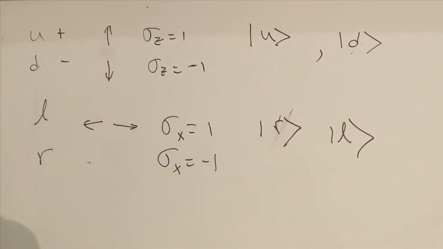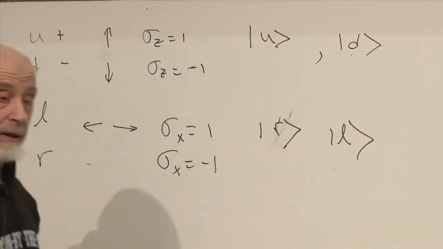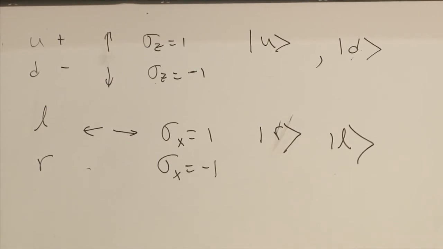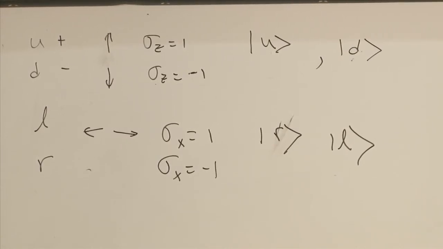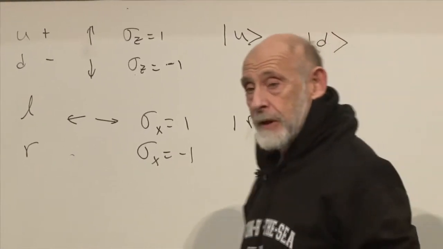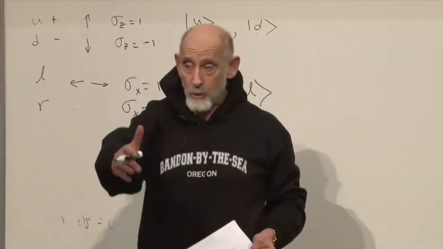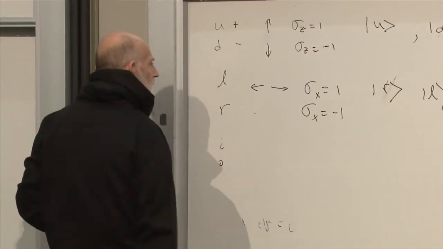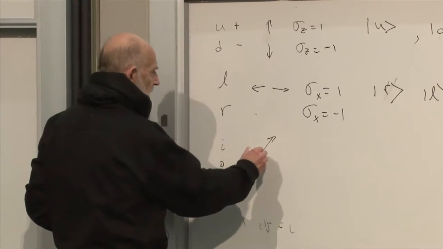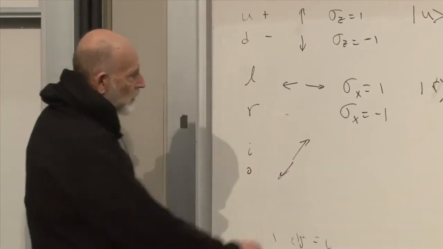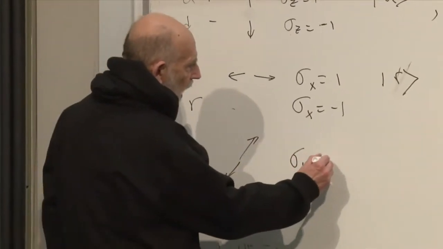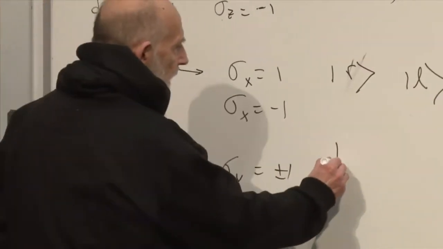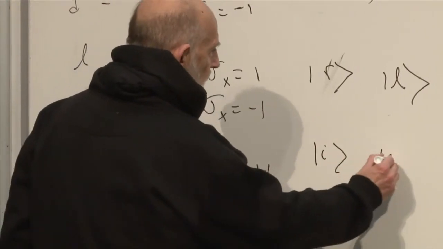Finally, we know that if we were to turn our apparatus so that the apparatus was pointing along the y-axis, we could access two more states. I think we call those in and out, into the blackboard and out of the blackboard. And so there's in and out, and they correspond to sigma y equals ±1. We could label them in and out.